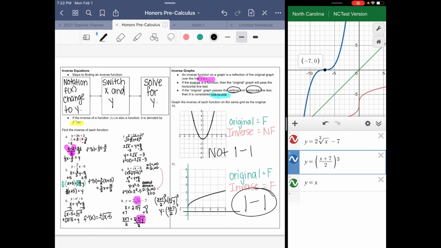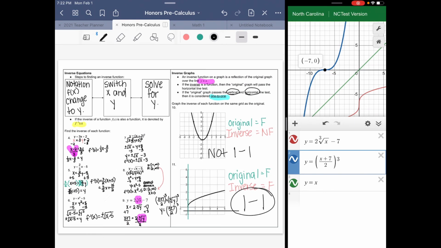Okay, so that's what it means to be 1 to 1. It means that I have no repeating x values and no repeating y values in my table, my graph, and a map, any of those options, okay?